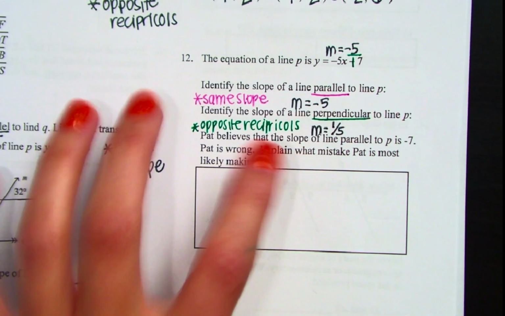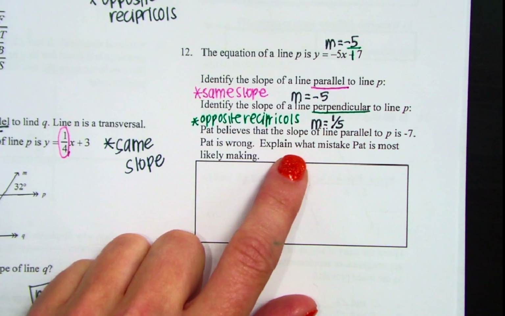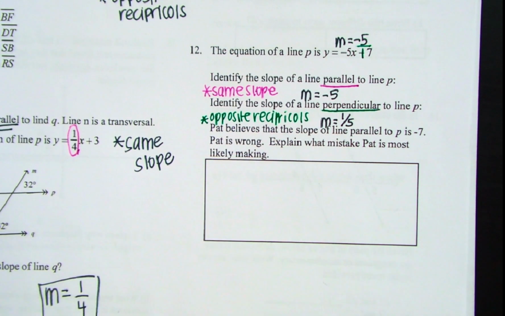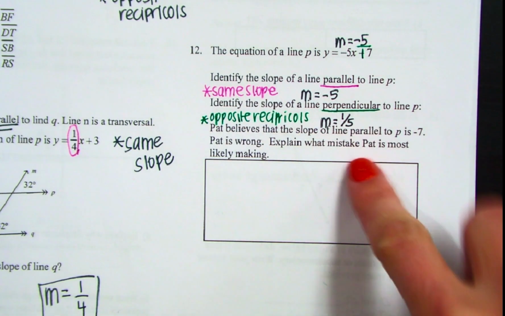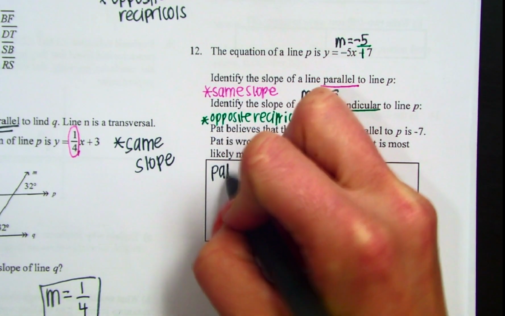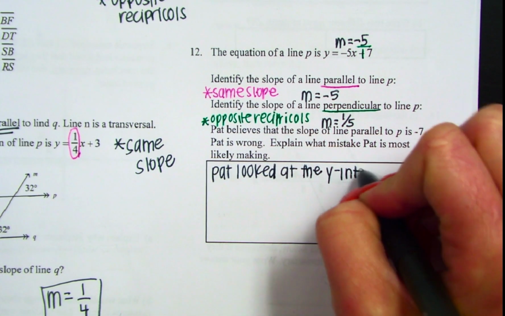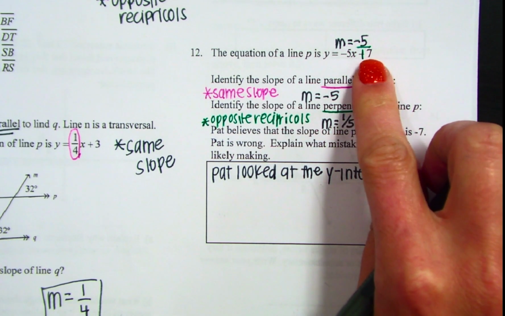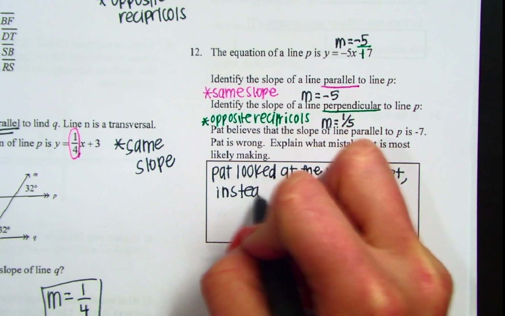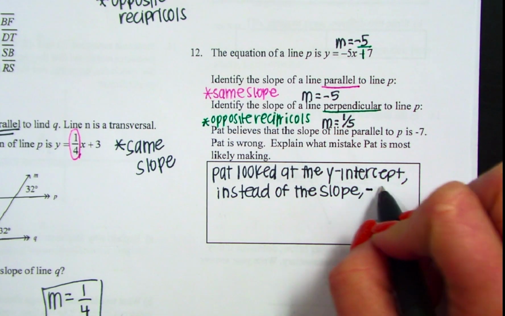Pat believes that the slope of a line parallel to P, so parallel to this line, is -7. Pat is wrong, and explain what mistake he most likely made, or she, whoever Pat is. What are they doing wrong? So I'm going to say that Pat probably thought that the y-intercept was the slope. So Pat looked at the y-intercept in the equation, the -7, instead of the slope. And the slope was -5.